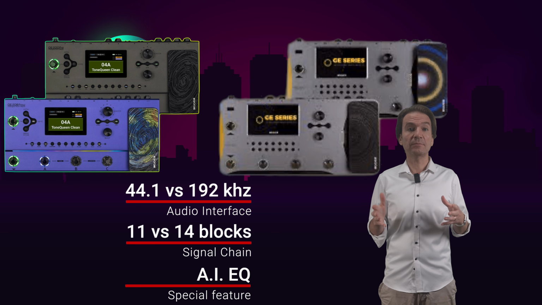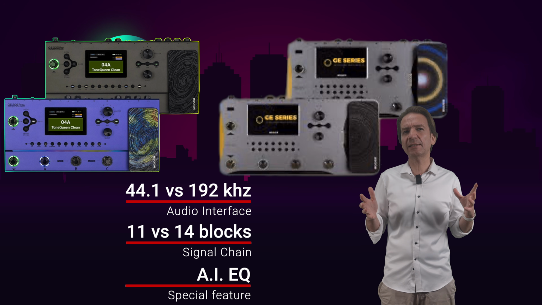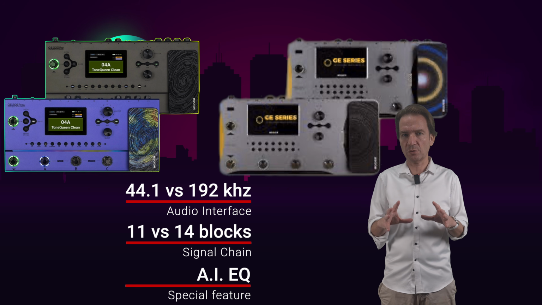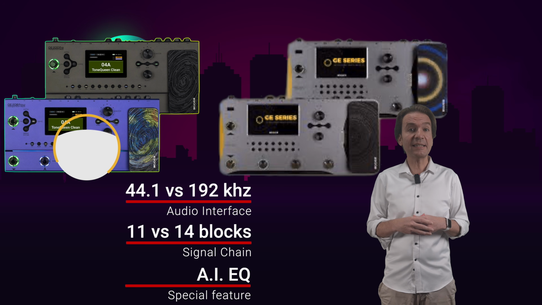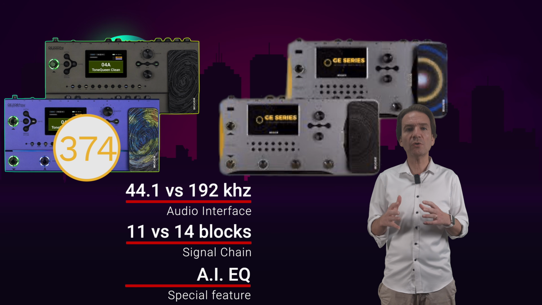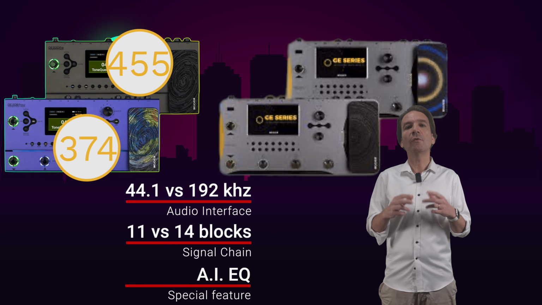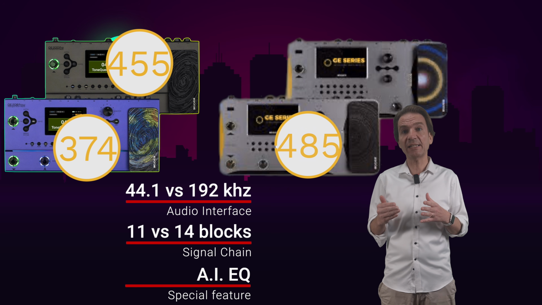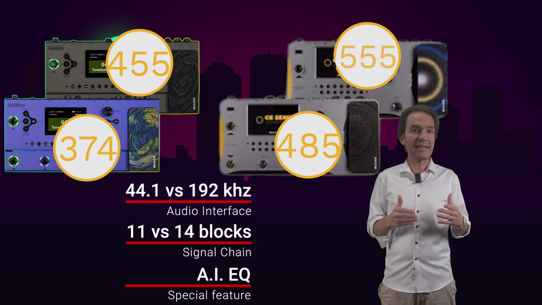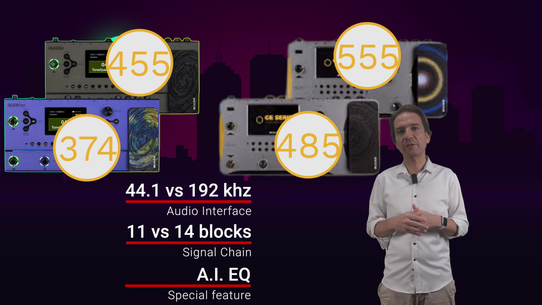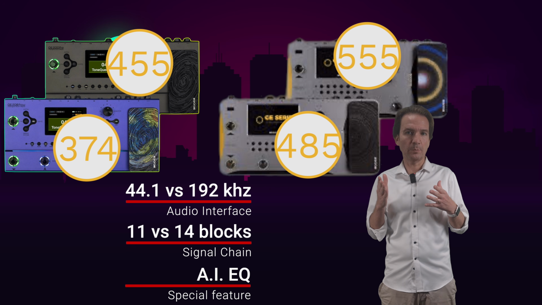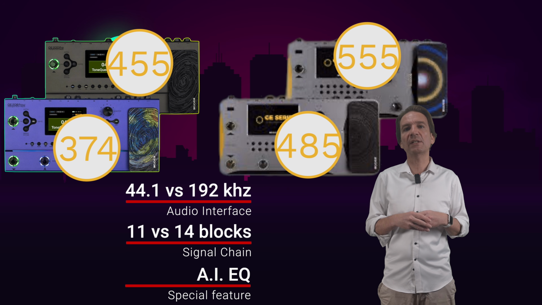Other than that, and other micro differences, I think that this 200 Pro is pretty close to the GE 1000 in terms of features. And in fact, the price reflects it. The price is 374 euros for the standard version or 455 for the one with the lithium battery included, where the 1000 is respectively 485 and 555. So we can basically save 100 bucks with the 200 Pro compared to the GE 1000.